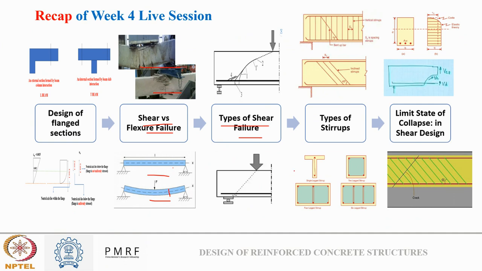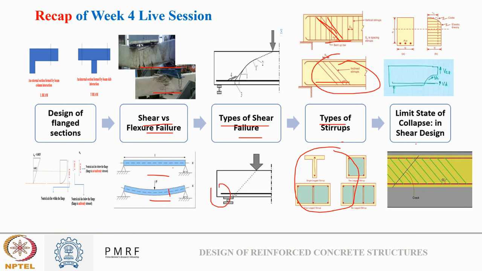And then we saw how these failures can be controlled, that is by providing shear reinforcement across the crack, either in the form of vertical stirrups or inclined stirrups, or by use of bent up bars. So these are vertical stirrups, these are inclined stirrups, these are bend up bars. And then finally we discussed how shear reinforcement is done as per codal provisions of IS 456.